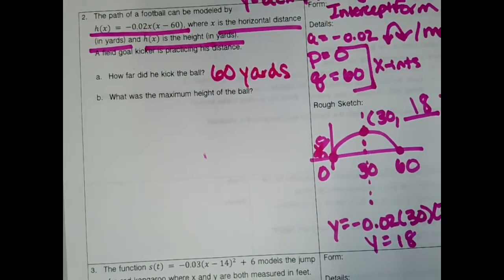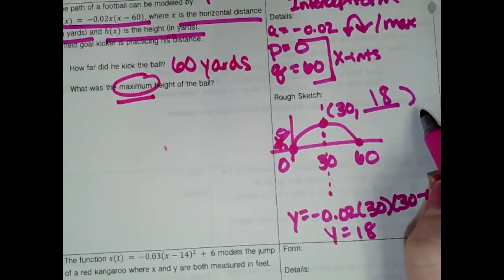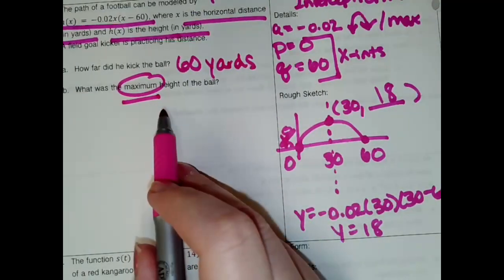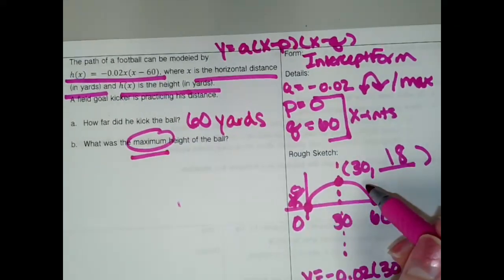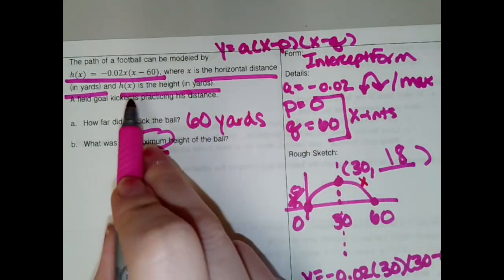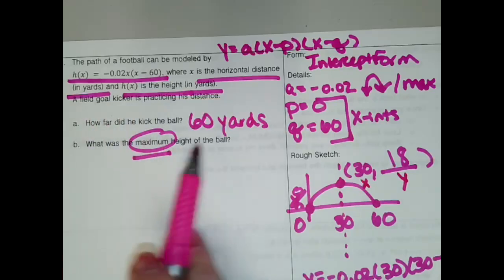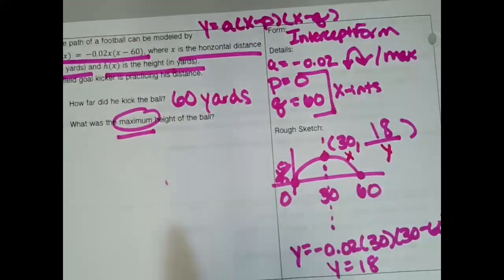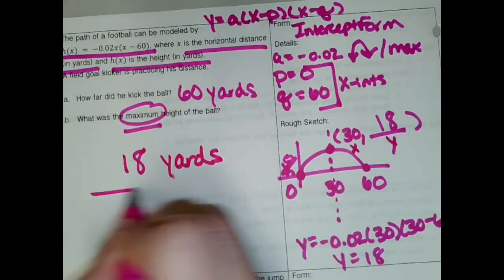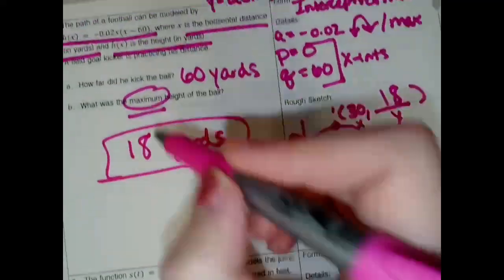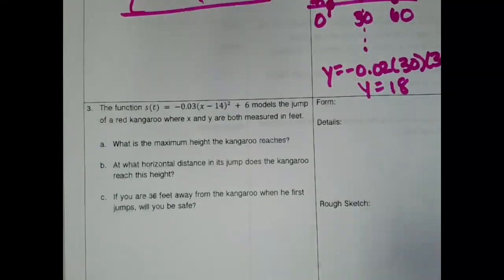Part B, what is the maximum height? So maximum tells you vertex. We need to look at the vertex. But you need to answer the question, what is the maximum height? X is the horizontal distance, so 30, my x value is my horizontal distance. H of x, which is in the y position of intercept form, is the height in yards. So my answer here, if I want maximum height, that's going to be the 18, and I would put my units of measure, yards. So we answered the 2 questions. We're good to move on.